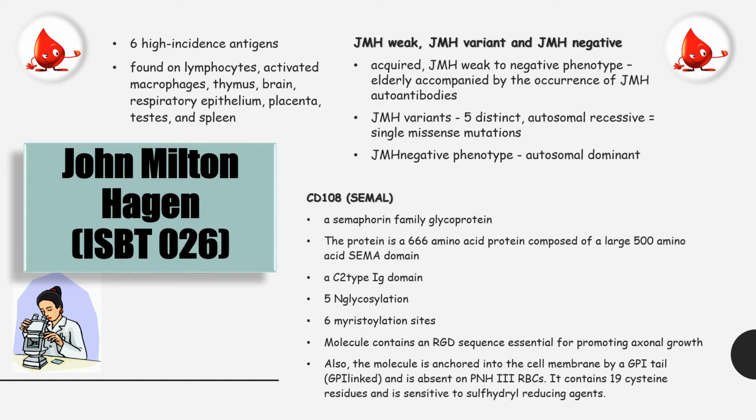An acquired JMH weak to negative phenotype can occur in the elderly, accompanied by the occurrence of JMH autoantibodies. 5 distinct autosomal recessive JMH variants have been described as the result of single missense mutations. At least one example of an autosomal dominant JMH negative phenotype has been described.